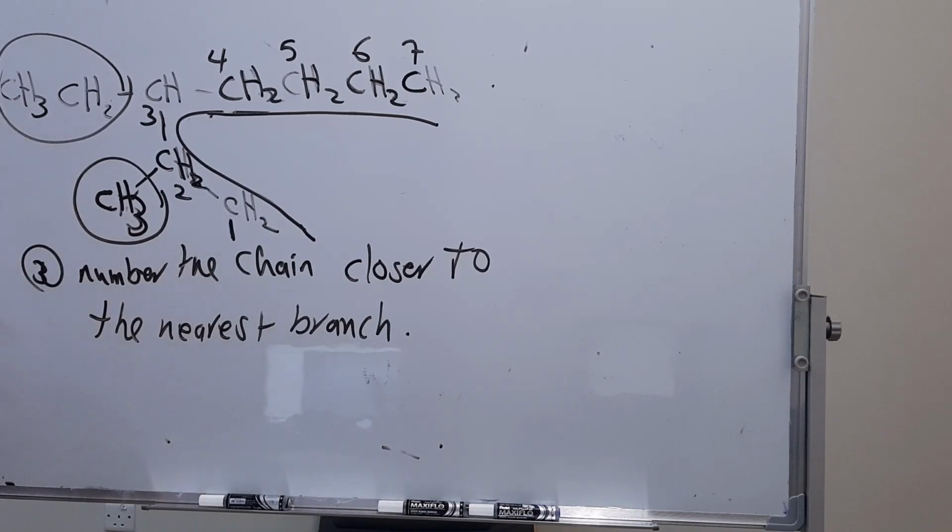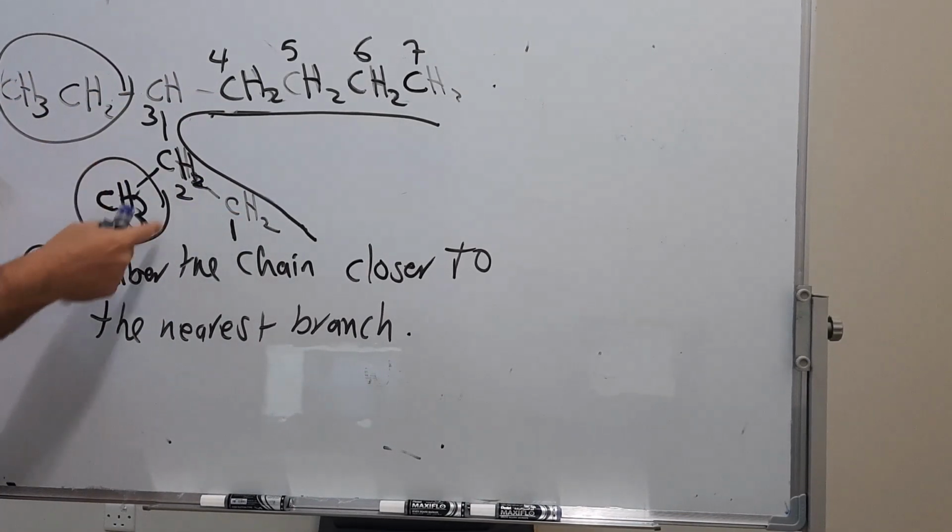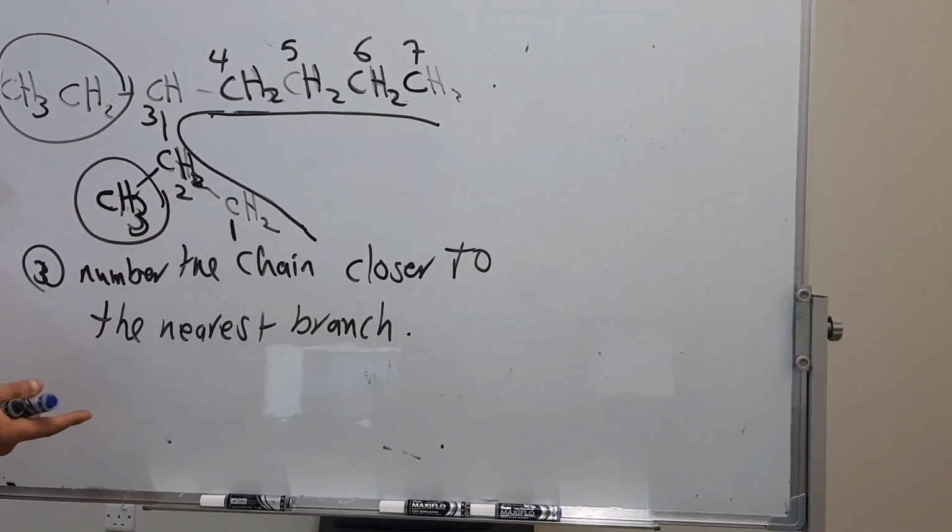Actually, there is a logic here for the IUPAC. The logic is that IUPAC always tries to give the branches the lowest possible numbers by the rules. So in this case, as you can see, according to this rule, we will give the branch here number 2, which is the lowest possible number.